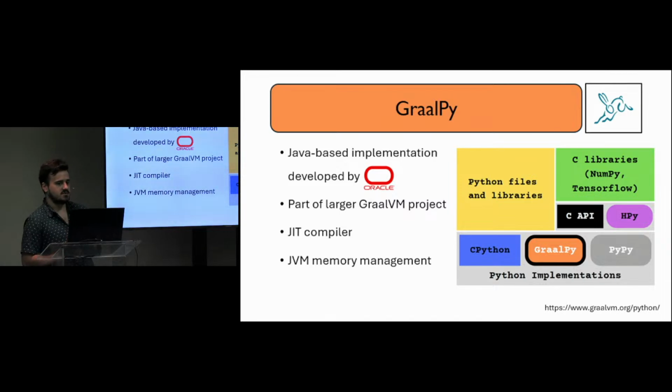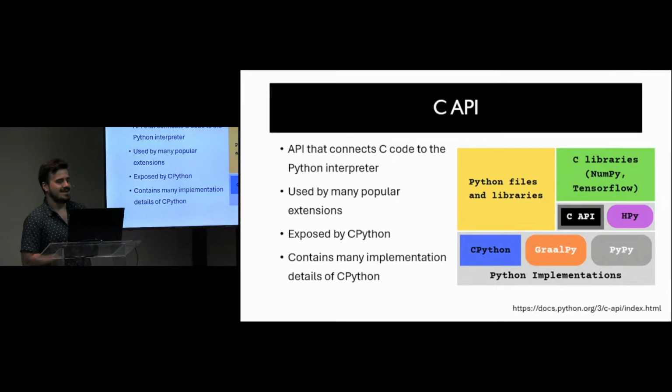Details on this are very hard to find. Trust me, I've tried for my thesis, but it's based on JVM memory management. I think it might be proprietary Oracle information, so no further details on that, unfortunately. Okay, now we have the C API. Again, this is the API that connects C code to the Python interpreter.